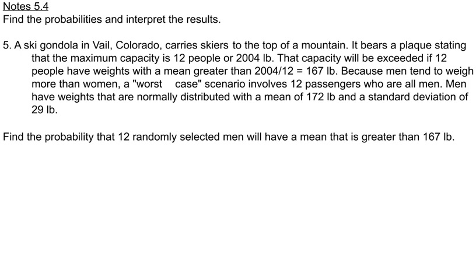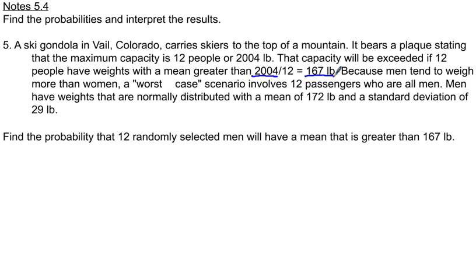And for problem number 5, now we're looking at a ski gondola in Vail, Colorado. It carries skiers to the top of a mountain. It bears a plaque stating that the maximum capacity is 12 people or 2,400 pounds. So that capacity will be exceeded if 12 people have weights with a mean greater than 167 pounds. We get that 167 pounds just by taking the maximum capacity divided by the number of people. So if each person weighs 167 pounds, that will be over the weight limit.